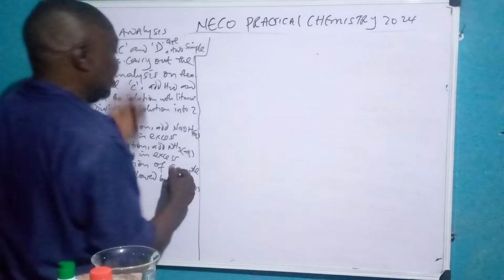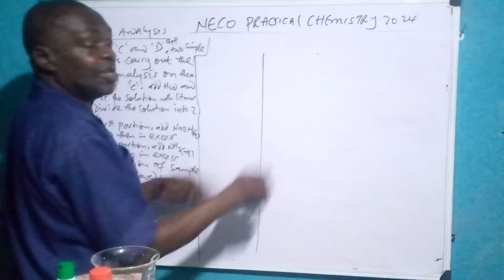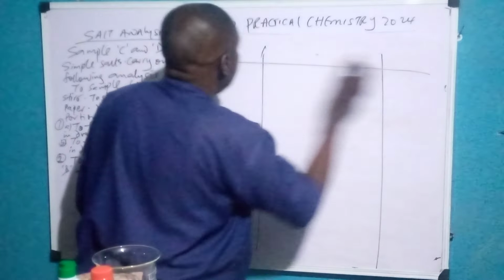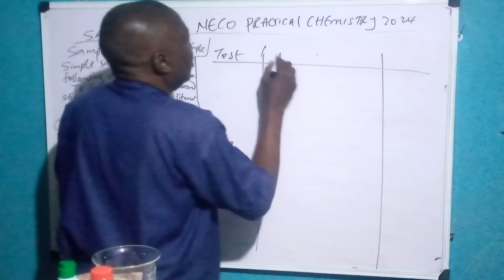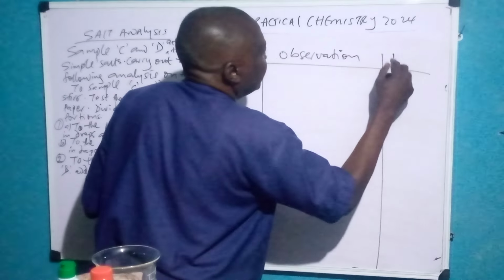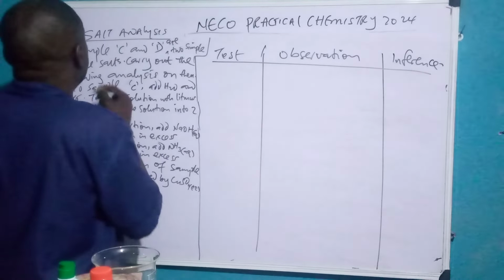Now, since you have already seen the question, you now draw a table. This is the table you must draw. Don't wait until after I have drawn it before you write it. Sometimes you forget. Draw a good table. A good table is drawn like this. You have test, observation, inference. So, just look at the first question.